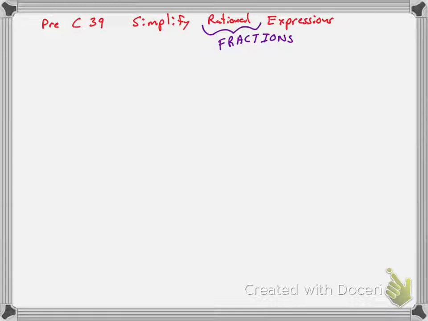So again, rational is just a fancy name for fractions. So remember back when you're in grade school, right? You had 30 over 36. You notice both are divisible by 6, and so you get the problem reduced. It's 5 over 6, and you're done. So simplifying expressions is simply reducing them.